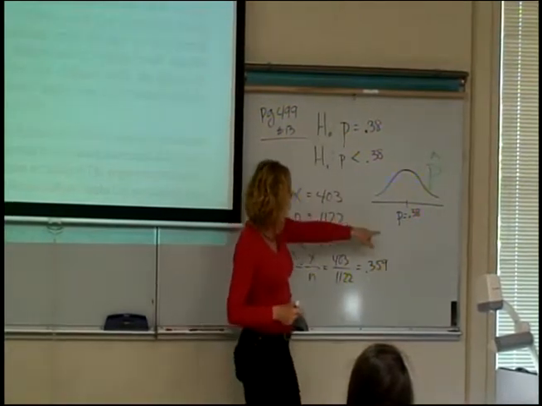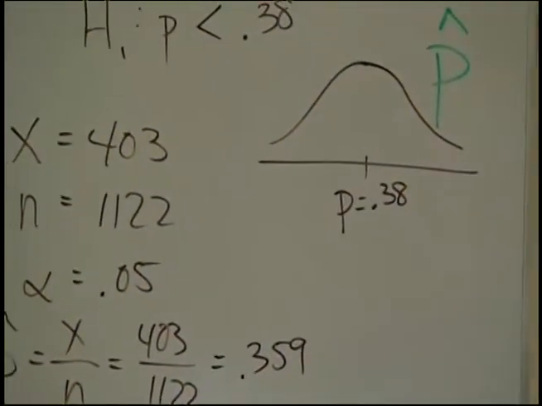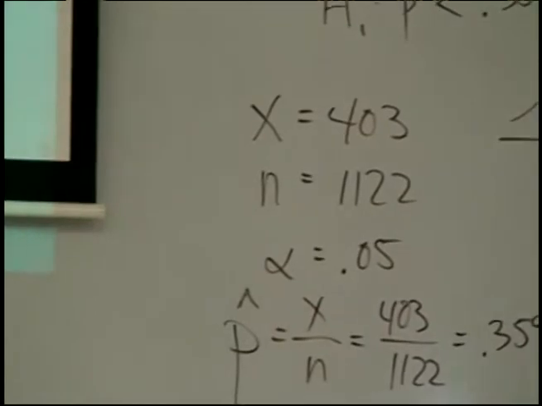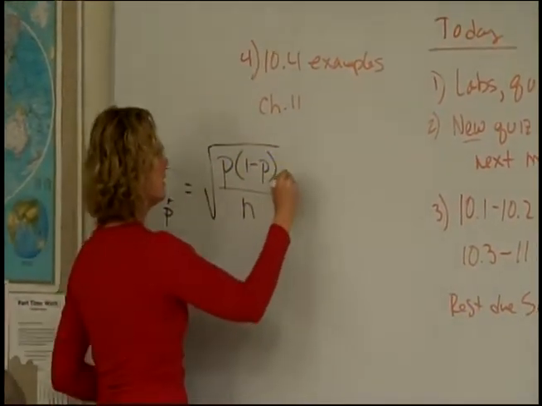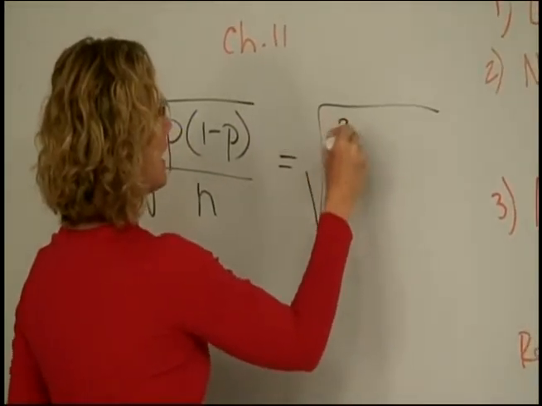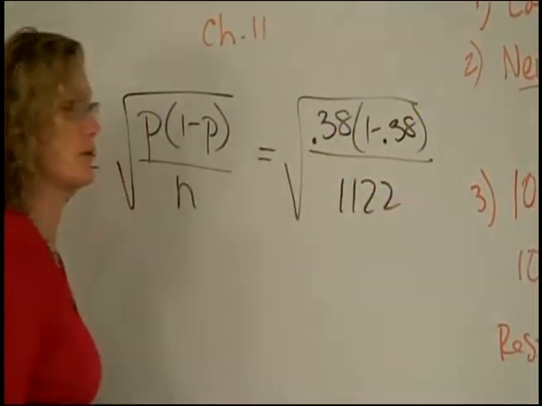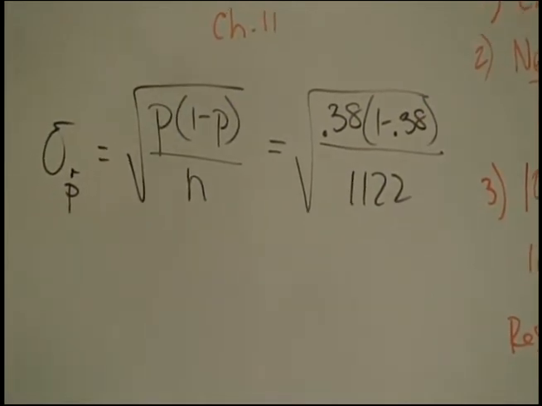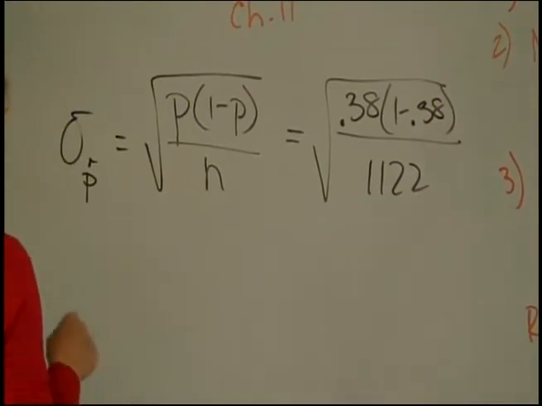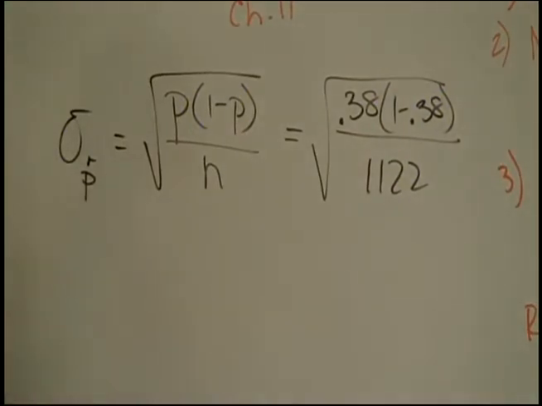The mean of the p hat distribution is p. The standard deviation of the p hat distribution is the square root of p times 1 minus p divided by n, which in this case is the square root of 0.38 times 1 minus 0.38 divided by 1122. But we are going to use our calculator. I don't particularly think that this is a good use of time to simplify that.